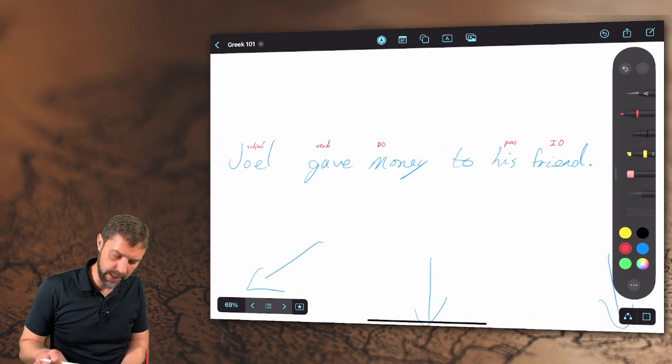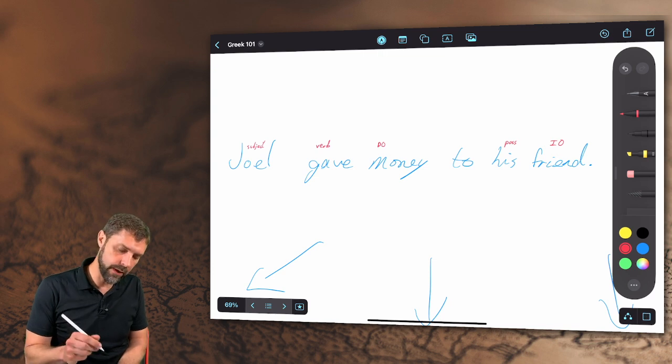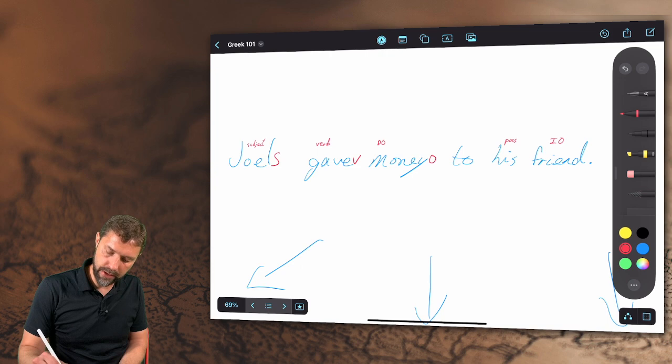Well, that makes for terrible speaking. Joel subject gave verb, direct object, money to his possession, friend, indirect object. Makes for terrible speaking. So let's try to make this better. What if instead, let's put a little tag and we'll put an S at the end of that. And we'll put a V at the end of this, and we'll put an O for object here, and we'll put a P here, and we'll put an I at the end here. Joel's gave money to his friendy.